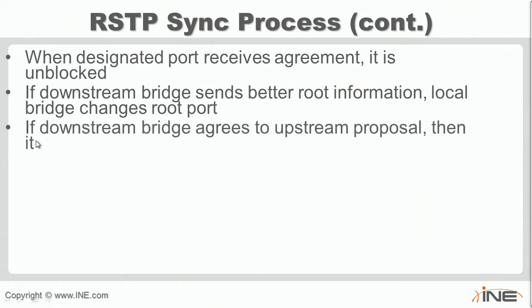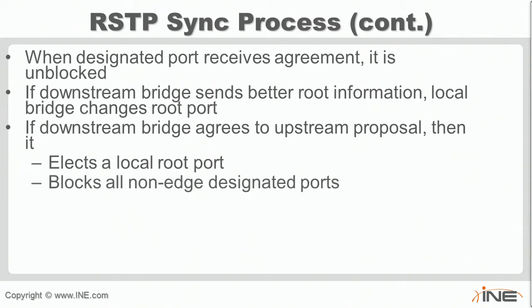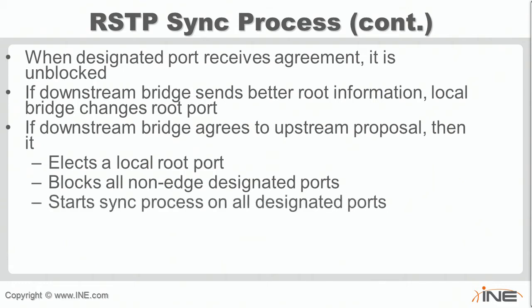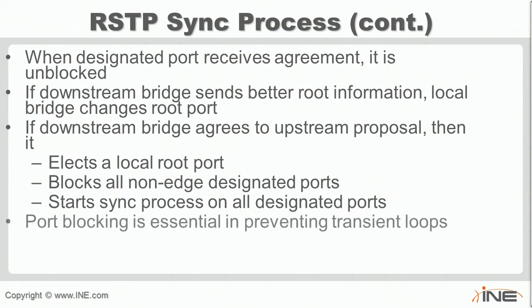So the key is that if the downstream device agrees, they're going to say that the port I received your proposal in now becomes my root port, because that's facing upstream towards the root bridge. This is then going to continue again downstream, where you block all the non-edge ports, you continue to send the synchronization process. What this is going to do is to make sure that while the network is in the process of converging, you don't cause a loop.